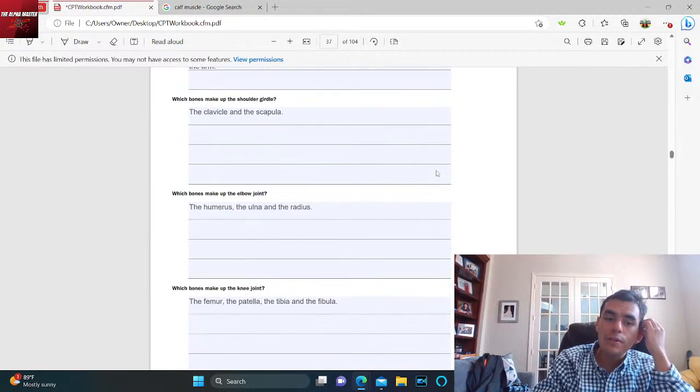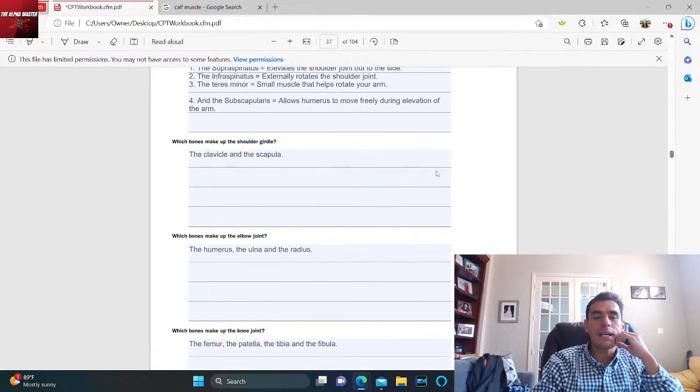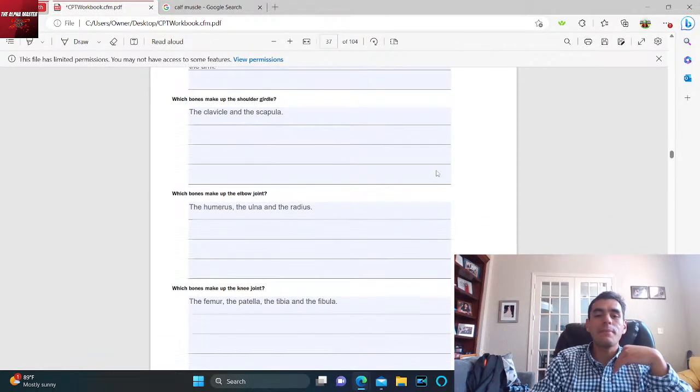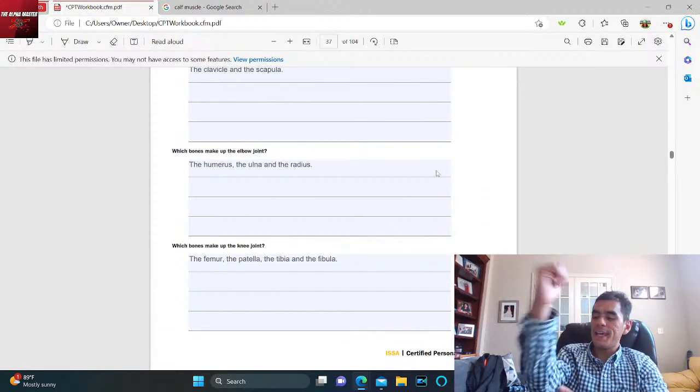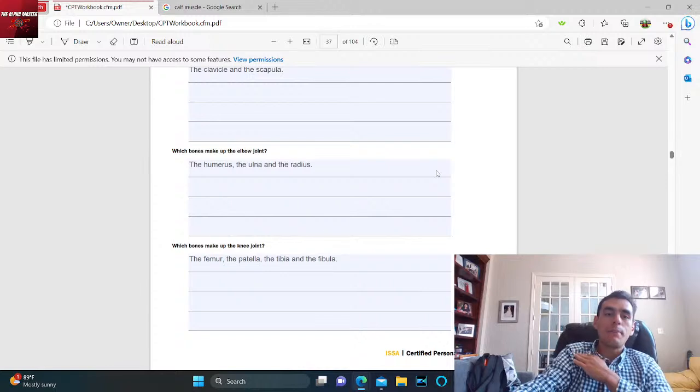Now, the bones that make up the shoulder girdle are going to be the clavicle and the scapula, which is going to be in the appendicular skeleton. And the bones that make up the elbow joint are going to be the humerus, the ulna, and the radius.